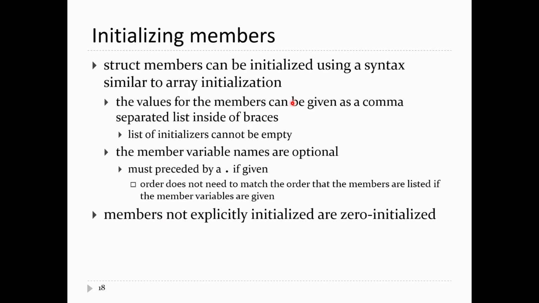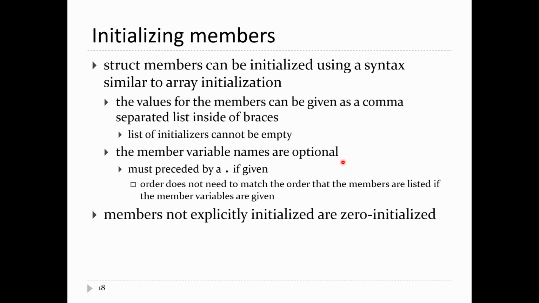Okay. Now, can you initialize members of a structure? The answer is yes. C doesn't have constructors like Java has. But what C does have is this array initialization block. So you can initialize a structure using the same syntax that you would initialize an array. The values for all of the members of your structure can go inside a pair of braces separated by commas. C99 does not let that list of initializers be empty. So you can't write point2 p equals empty braces. The compiler will complain.